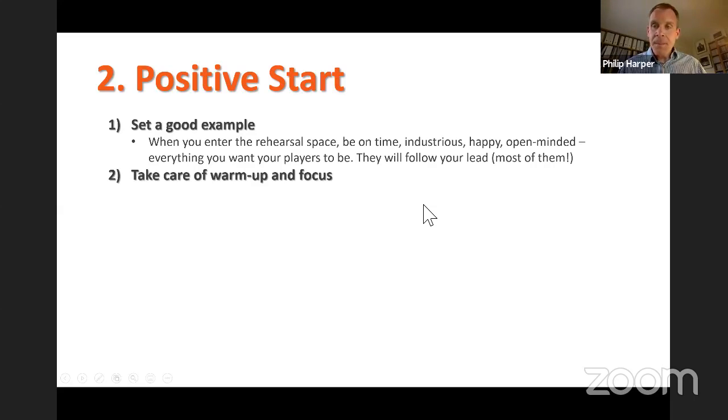Number two, make sure that at the beginning of rehearsal, you plan to take care of a warm-up and a focus. So a warm-up is like a physical warm-up, so that the player's embouchure has blood flowing in it and the fingers are working properly. And the focus part of that is more mental, the mental preparation. So two areas that you really need to take care of in your planning.